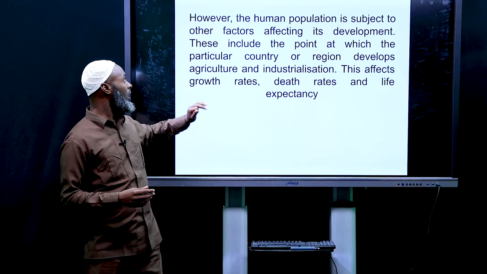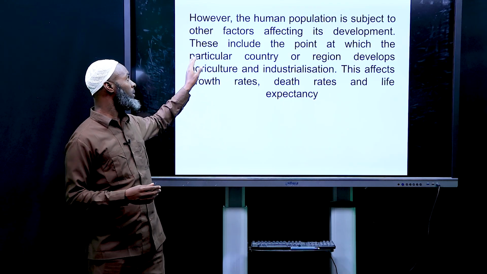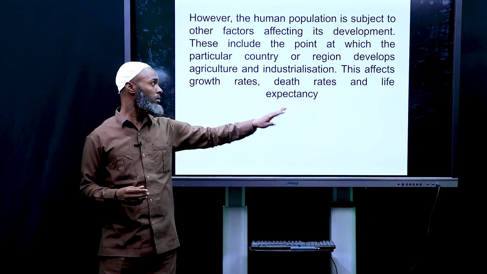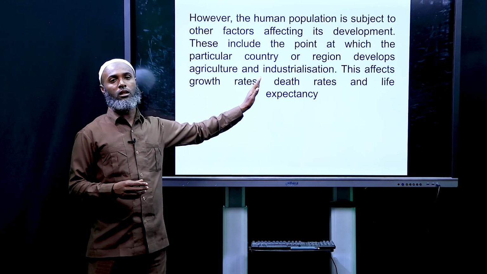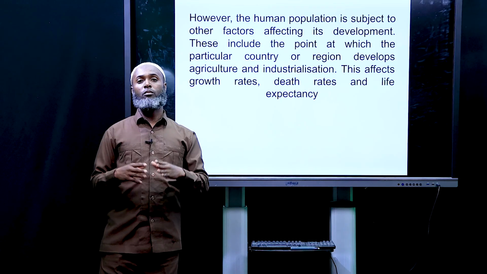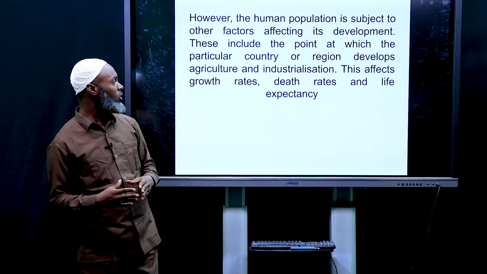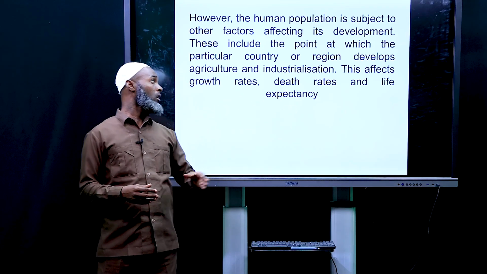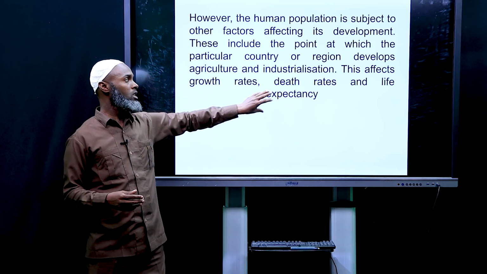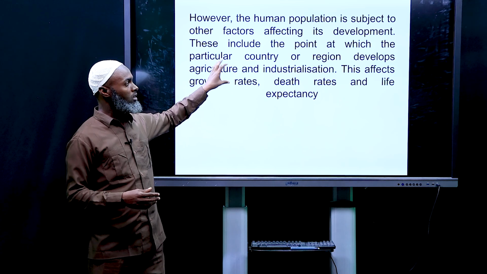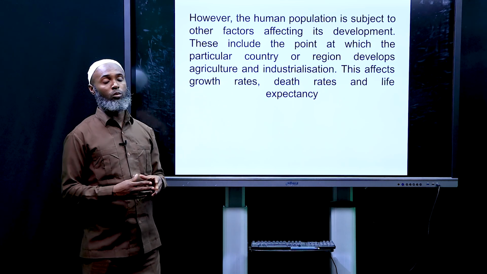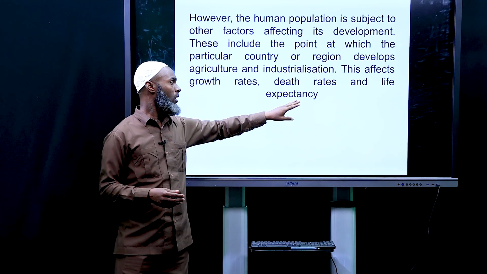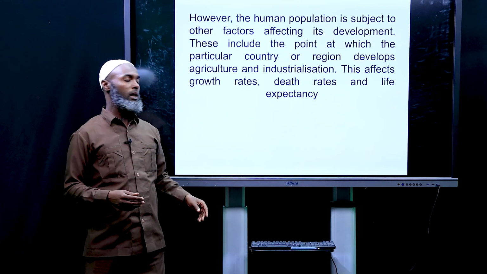Human population is subject again to other factors affecting development. This includes the point at which a particular country or region develops agriculture and industrialization. From country to country, and from continent to continent, agricultural activities and industrialization are different. So agriculture and industrialization also affect population growth directly or indirectly. This affects growth rate, death rate, and life expectancy.